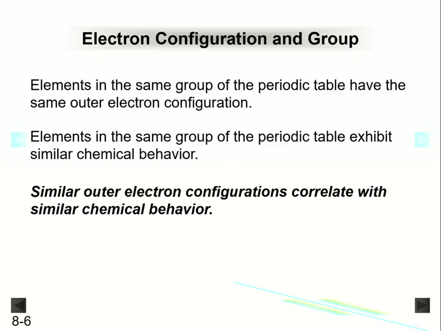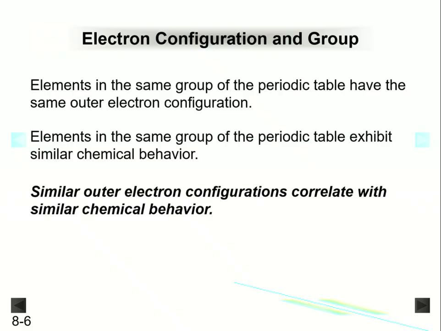Now let's look at periodicity and our electron configurations. So electron configuration and group. And remember, a group is a column in the periodic table. That column represents a list of elements that all have similar chemical properties. Now, based on our model, elements in the same group of the periodic table have the same outer electron configuration type.